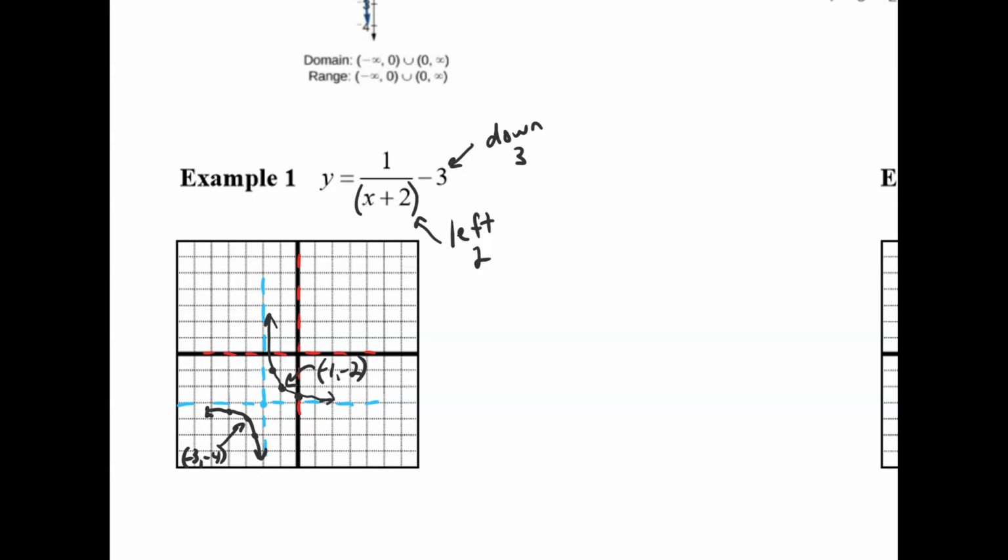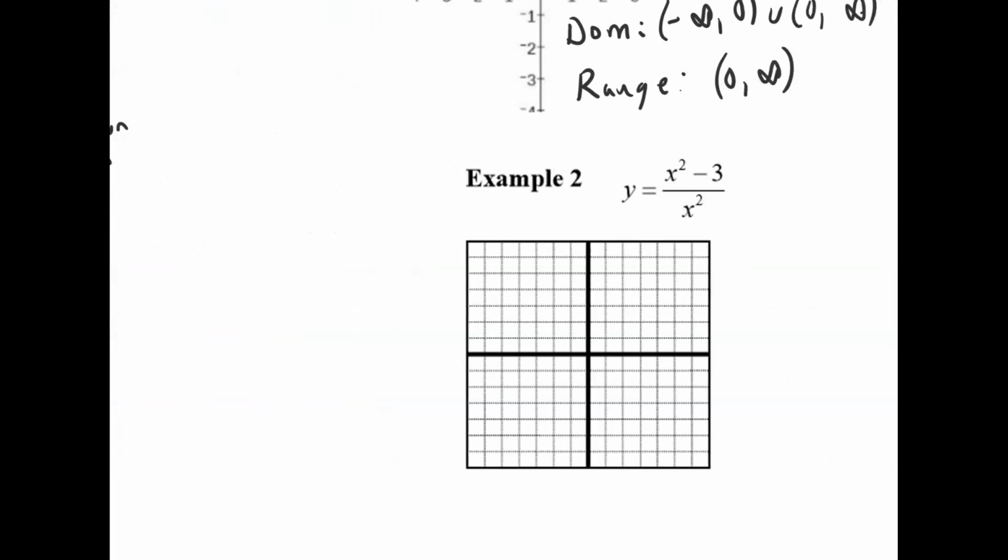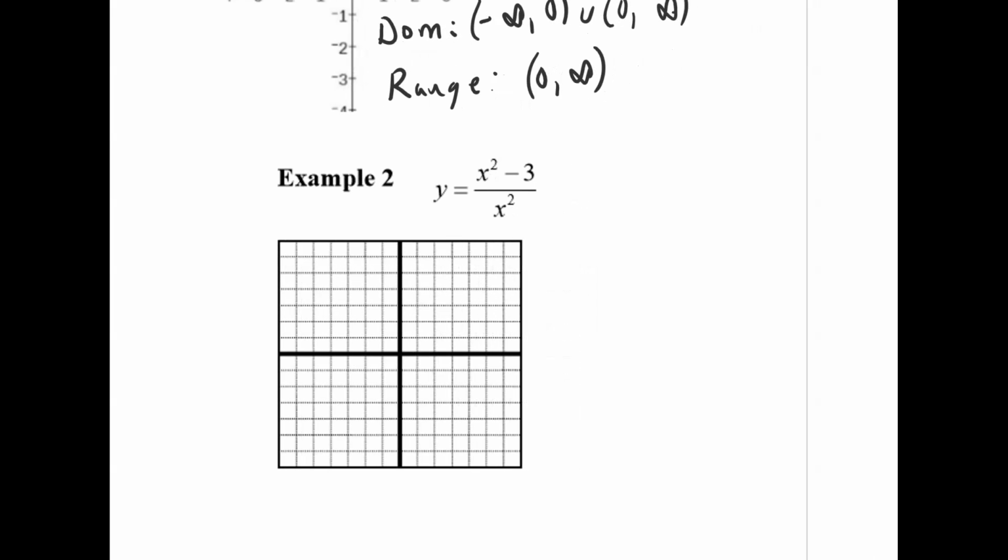Okay, let's look at another example. It gets a little bit more involved. In this example, this is going to be a transformation of the inverse square function. And at first glance, it doesn't look like that because there's an x squared in the numerator, and we can't have that when we're doing the transformation.